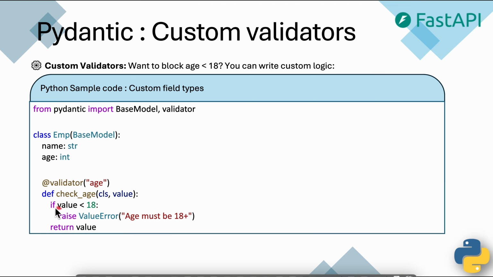If that condition fails to go inside, then it automatically goes and executes the next statement, which is return value. So simply it returns value.